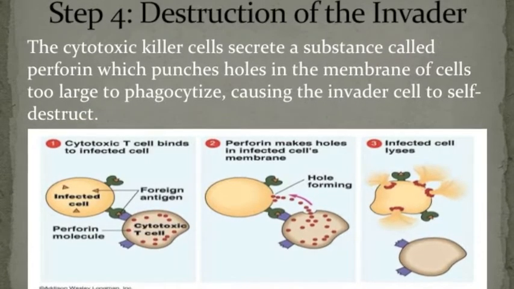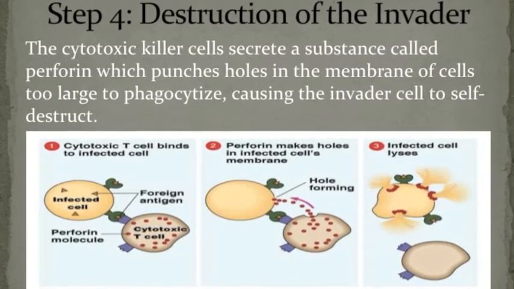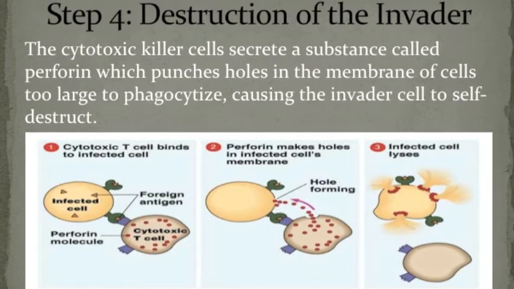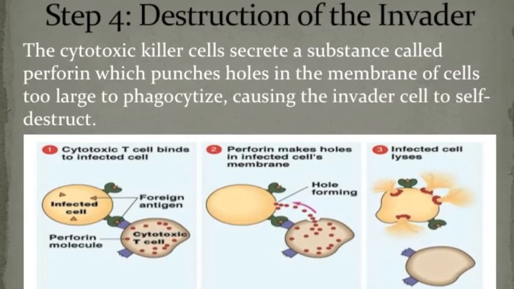In the next step, the cytotoxic killer cells secrete a substance called perforin, which punches holes in the membrane of the cells too large to phagocytize, causing the invader cell to self-destruct.